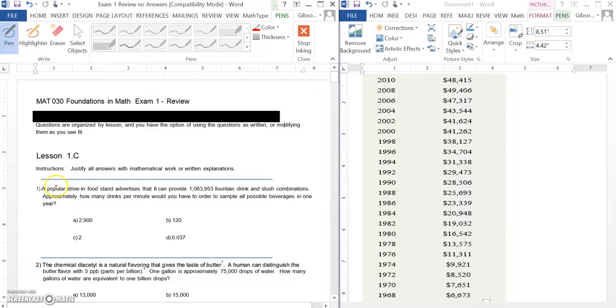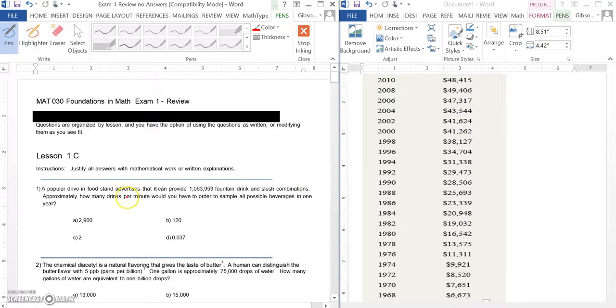Okay, it says number 1. Well, actually instructions. Justify all answers with mathematical work or written explanations. A popular drive-in food stand advertised that it could provide 1,063,953 fountain drink and slush combinations. Approximately how many drinks per minute would you have to order to sample all possible beverages in 1 year?